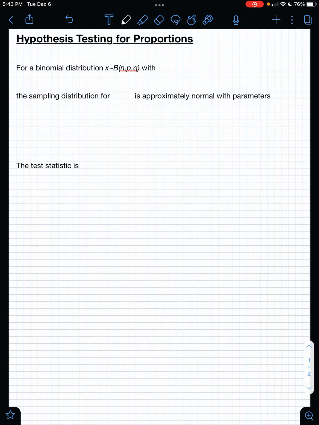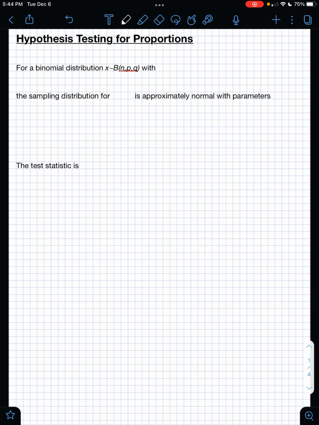To test a claim about a population proportion, we need to first review a couple of things about proportions and their sampling distributions. The underlying distribution of the proportion is a binomial distribution. Remember, a binomial distribution has parameters n, the total number of trials, p, the probability of success in a single trial, and q, the probability of failure in a single trial, where p and q are complements of each other.